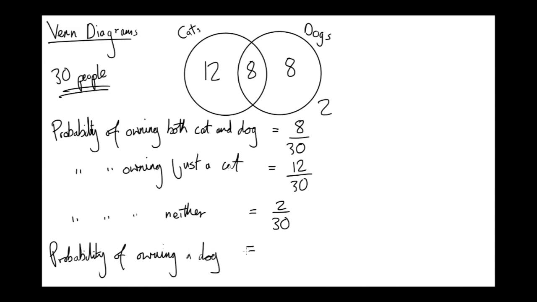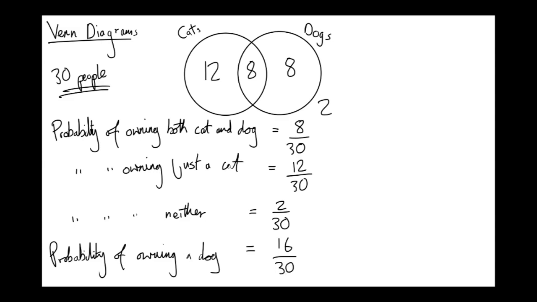So you might be thinking, well, that's just 8 out of 30. But think about it. The probability of owning a dog must be this 8, only owning a dog, but also owning a cat and a dog. So the probability of owning a dog would be both of these 8s, so add them together, 16, 16 out of 30.